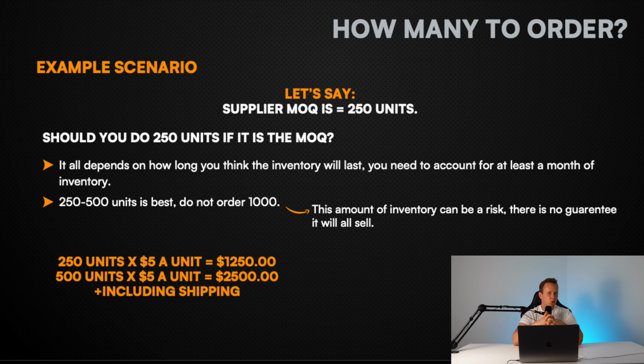Let's say that you decide to order 500 units at $5. That means that your first order is going to be $2,500, which means that, let's say, your competitors are selling 20, 30 units a day on average. You might start selling at like 3-5 units a day.